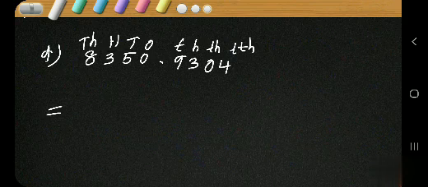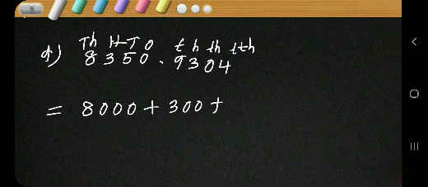Now can we write the expanded form? Can you say the expanded form without any delay? Yes, 8 is in the thousands place, so the place value of 8 is 8,000. 3 is in the hundreds place, so the place value of 3 is 300. 5 is in the tens place, so the place value of 5 is 50. 0 is in the ones place. Wherever it is, what is the place value of 0? Everywhere the place value of 0 is 0. Plus 0. Now the whole number part is over.